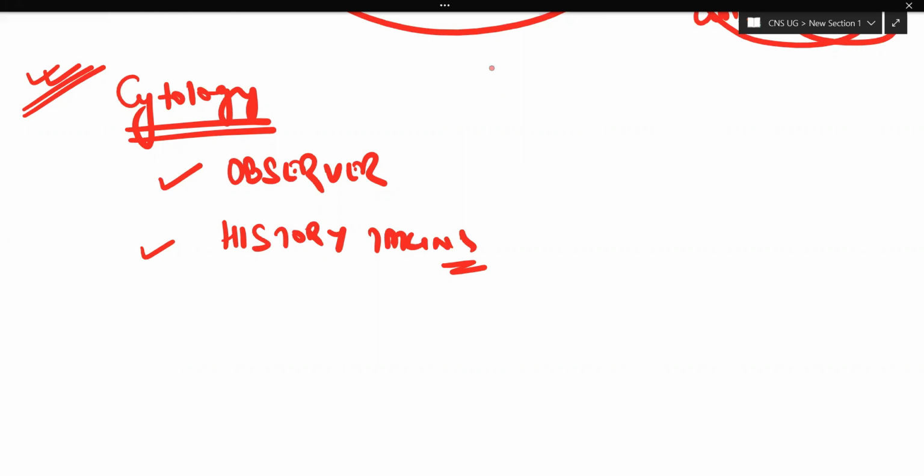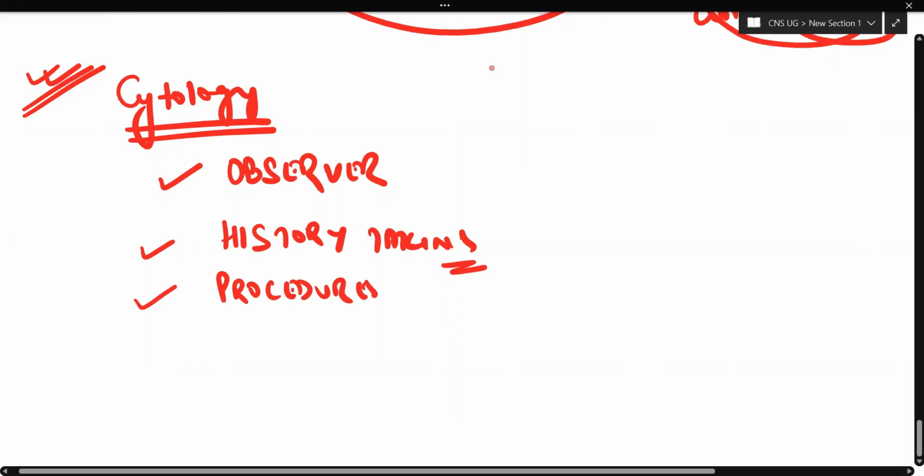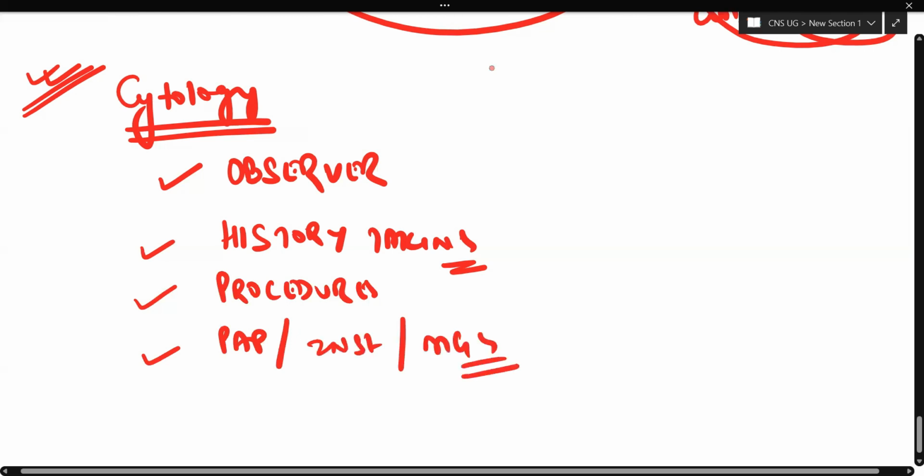Having said that, you should have performed certain FNAC procedures yourself. Not many, maybe 4 to 5, but you should be acquainted with the process. Okay. Very importantly, there are certain stains that are done in cytology. PAP stain, acid-fast AFB stain is done, that is the ZN staining. MGG staining is done. So practically, you should be able to perform this staining.